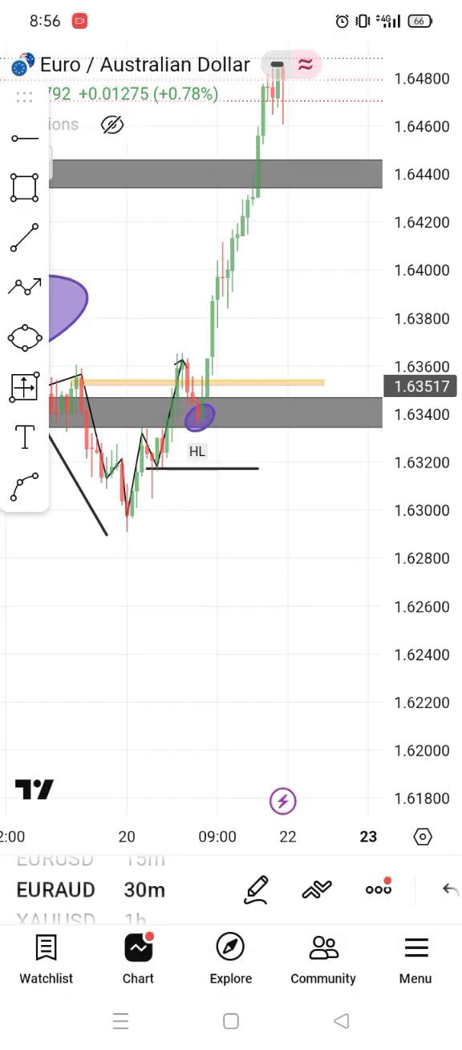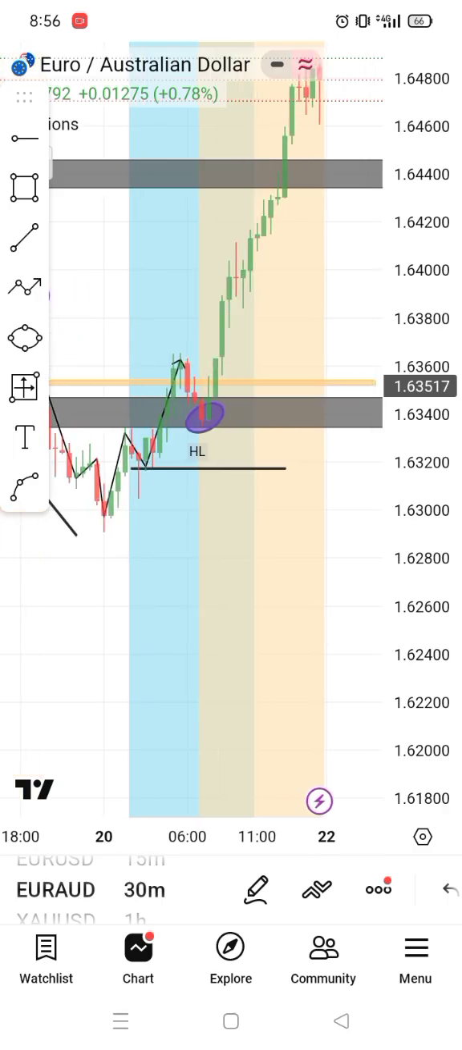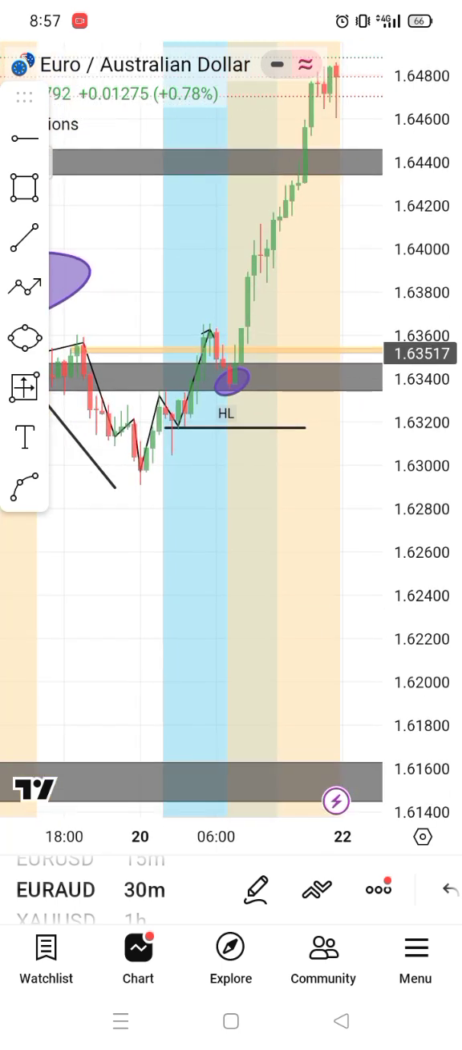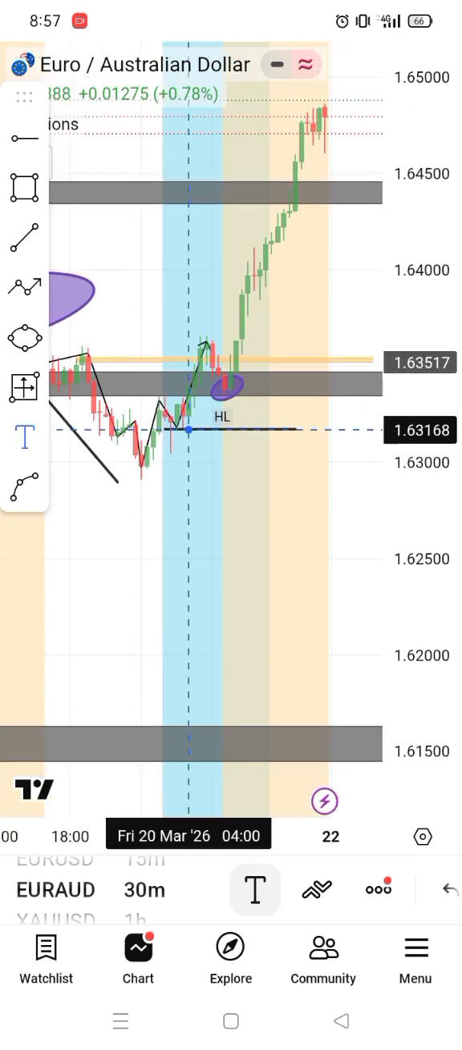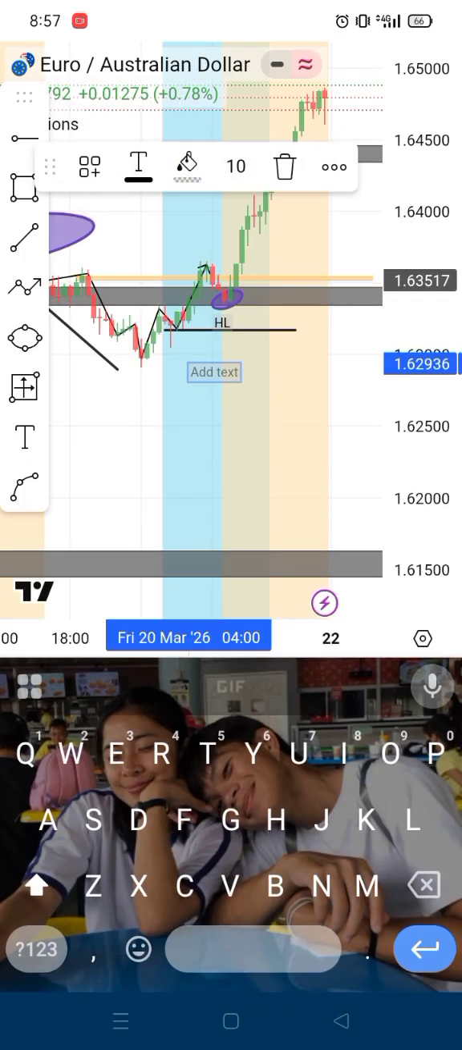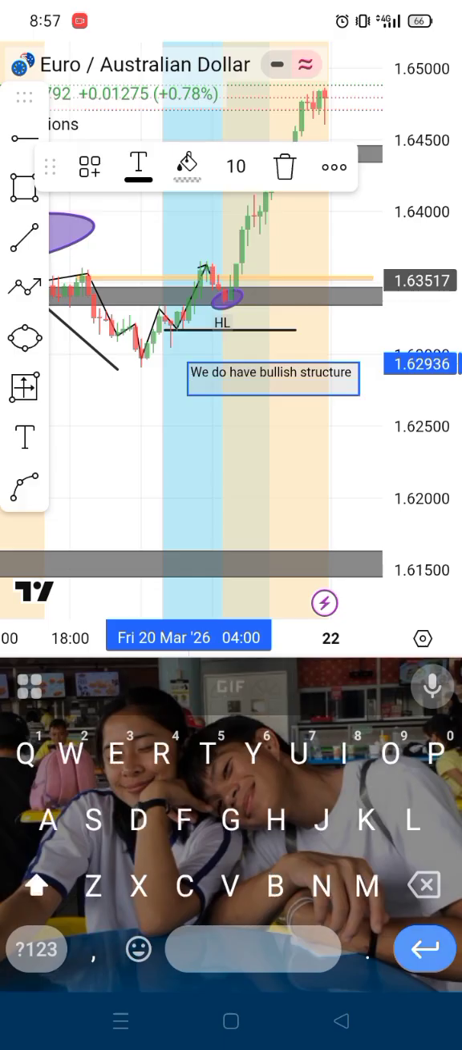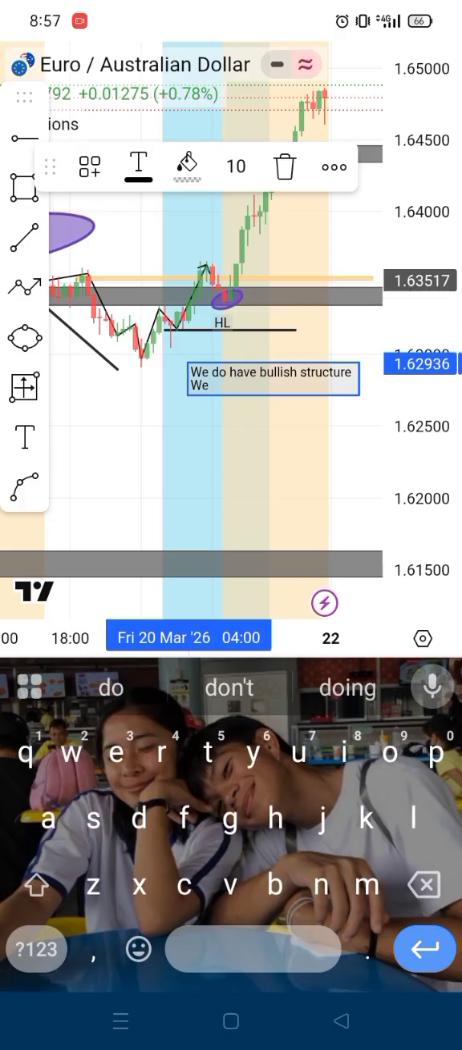So, and then the good thing is we are in session in here. So we do have a lot of confirmation to take this entry. First is we do break our higher low. So first confirmation is we do have bullish structure. And then second is we do have volume because we are in a New York session.